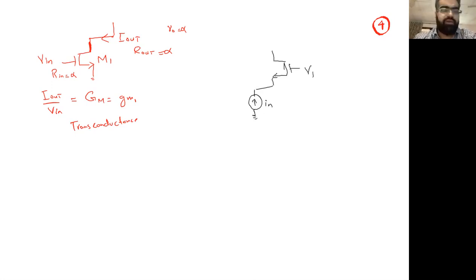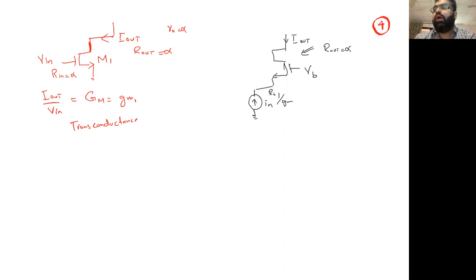You can have another way of using a common source also by putting in a resistance, but ultimately we are converting the resistance to voltage. So input is I in, output is current. So we have 1 over GM as R in. So it's a very small resistance, and here infinite.